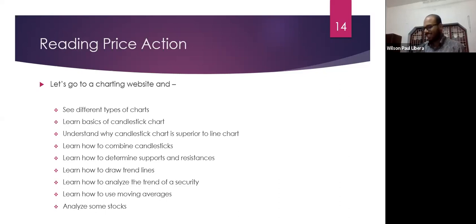Okay, so I think it's time. I think you all have a basic understanding of technical analysis right now, and then we'll see what technical analysis is. So these are the things we will look for after we go to the charts. We'll see the different types of charts. Then we will learn the basics of the candlestick chart, and why the candlestick chart is superior to the line chart, and we'll learn how to combine candlesticks. Then we'll learn how to determine supports and resistances, the areas of supports and areas of resistances, how to draw trend lines, how to analyze the trend of a security, and how to use moving averages.